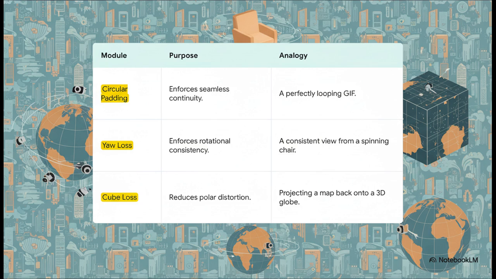And finally, the big one, cube loss. This is their ultimate weapon against the distortion at the poles. Instead of just grading the model on the weird, stretched-out panoramic image, they also project its output onto a clean cube map and grade it there too.